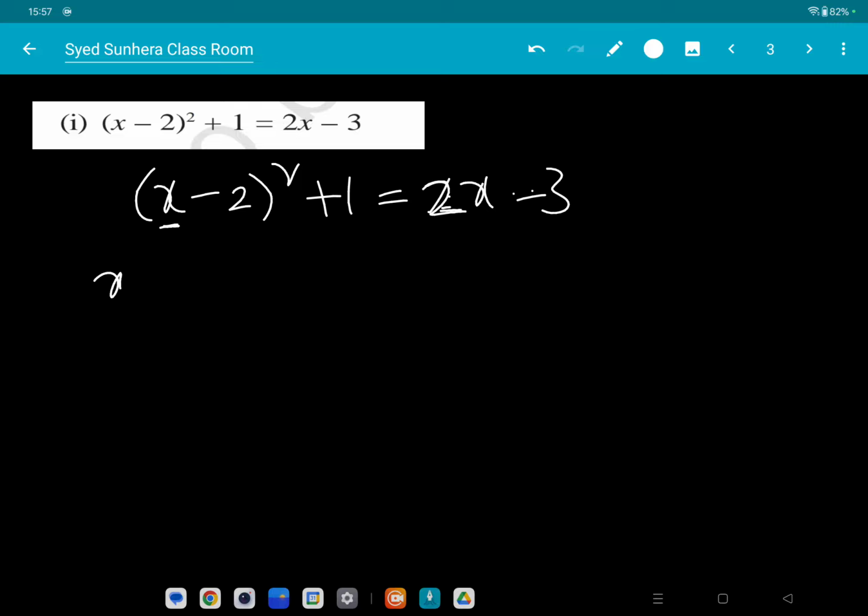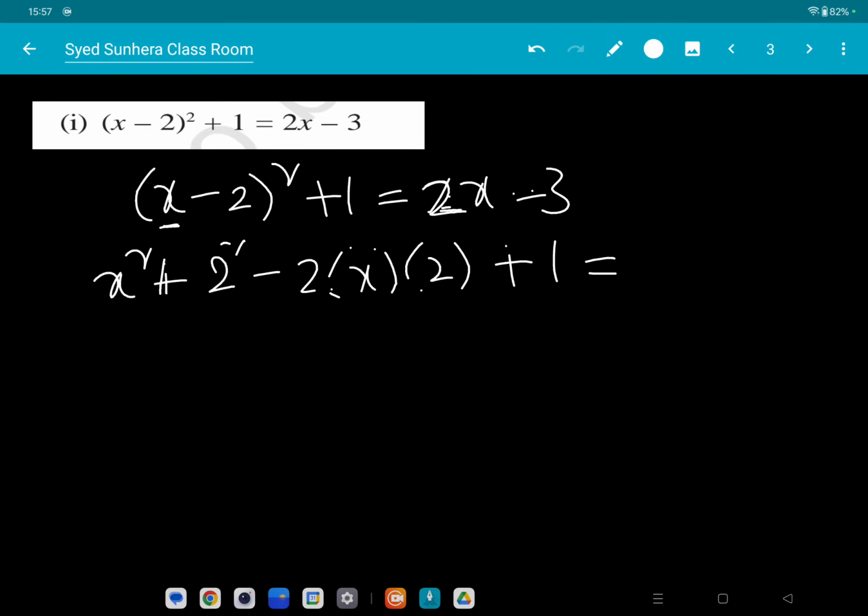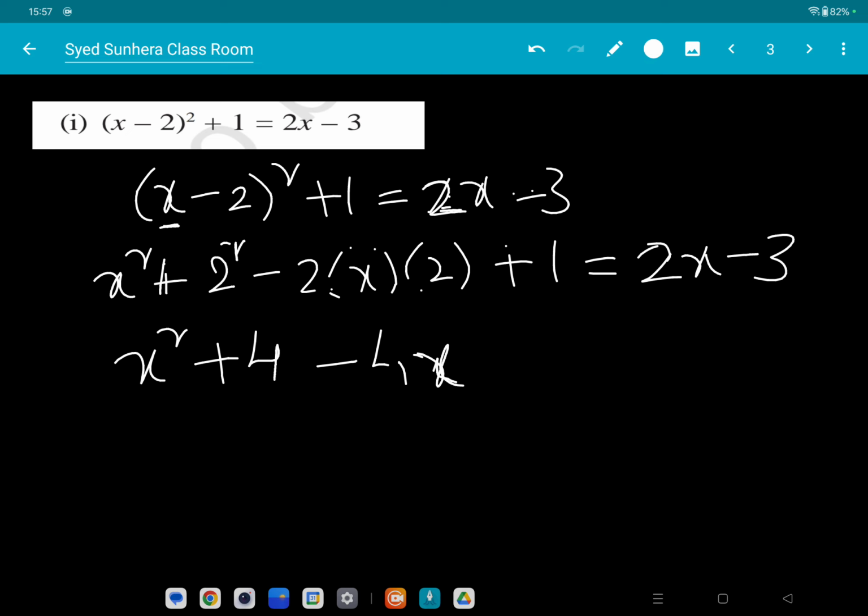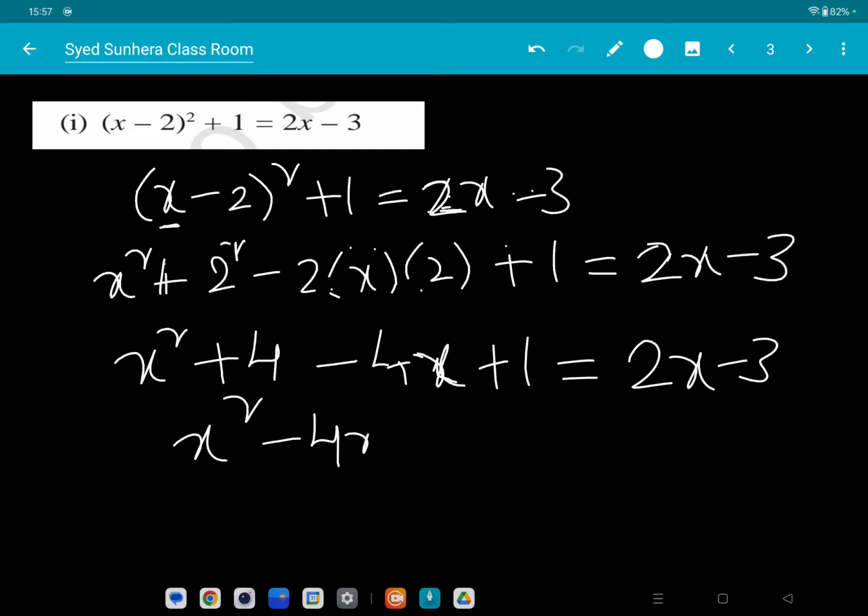A square, which means x square, plus b square, means 2 square, minus 2ab, is equals to, here it was already there, plus 1 is equals to 2x minus 3. Now we are going to solve this. x square plus 2 square, means 2 2s are 4, minus 2 2s are 4x, plus 1 is equals to 2x minus 3. Now if I solve this, x square minus 4x plus 5 is equals to 2x minus 3.